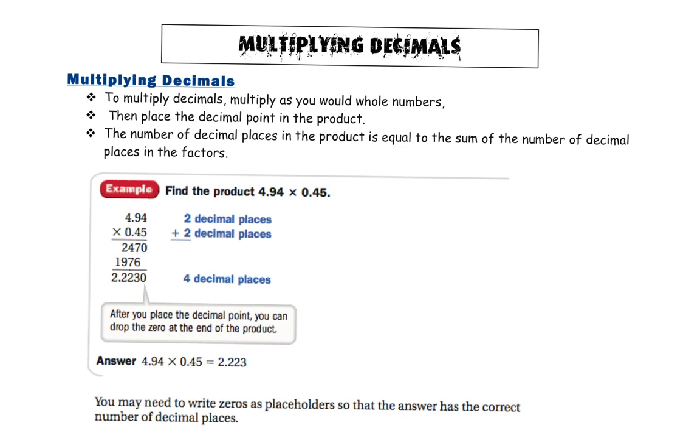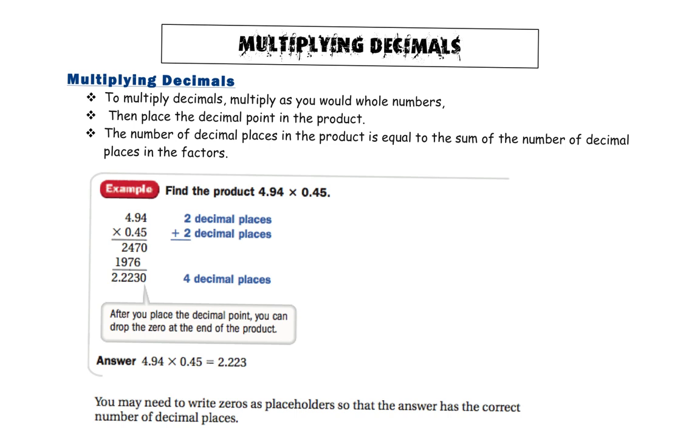Today we're going to be talking about multiplying decimals. We're going to look at multiplying two positive decimals as well as what happens when we start adding in some negatives. We've already talked about adding and subtracting, and how when we add and subtract decimals, we have to line up the decimal place.